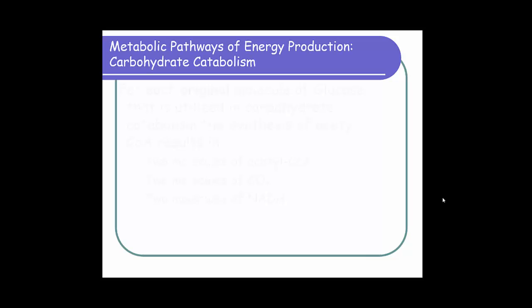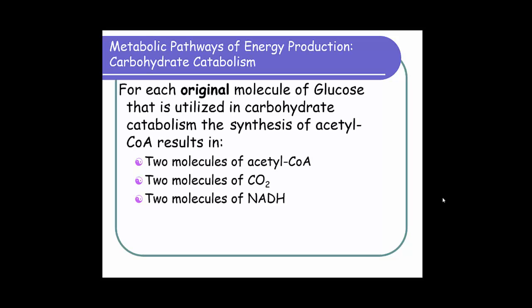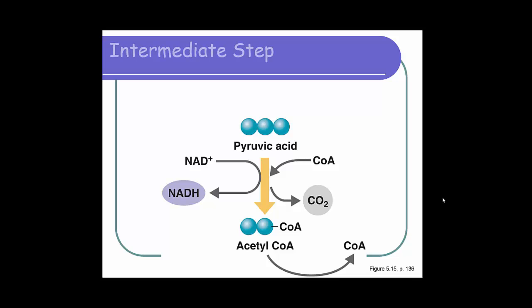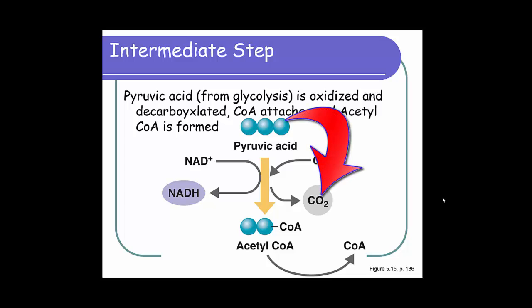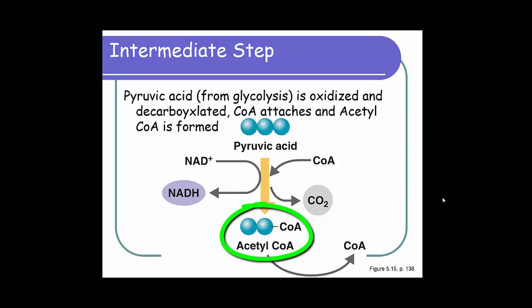So how do we get there? For each original molecule of glucose that is utilized in carbohydrate catabolism, the synthesis of acetyl-CoA results in 2 molecules of acetyl-CoA, 2 molecules of CO2, and 2 molecules of NADH. This is what's known as the intermediate step between glycolysis and the citric acid cycle. Pyruvic acid from glycolysis is oxidized and decarboxylated. We take off a carbon, forming the CO2. Coenzyme A attaches to the 2 carbons left to produce acetyl-CoA.